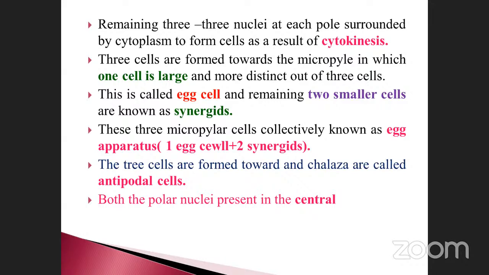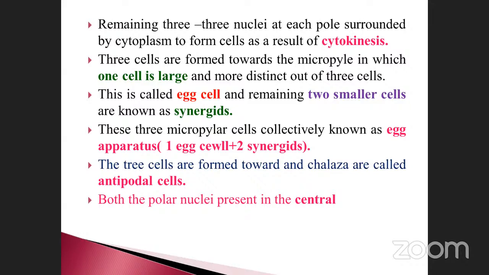by cytoplasm to form cells as a result of cytokinesis. 3 cells are formed towards the micropyle, in which one cell is large and more distinct out of the 3 cells. This cell is called the egg cell. The synergid cell is very small compared to the egg cell. The larger one is considered the egg cell, and the 2 smaller cells are known as synergid cells.